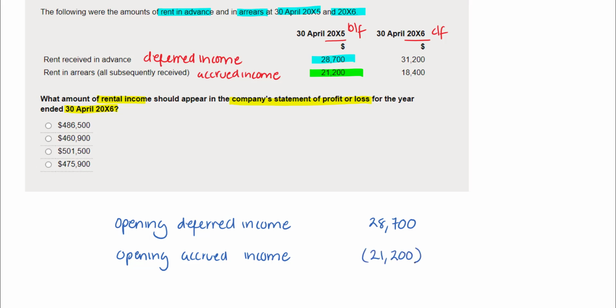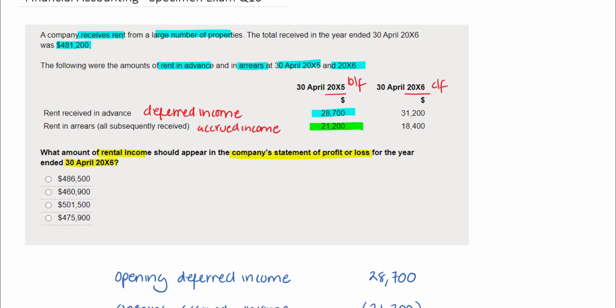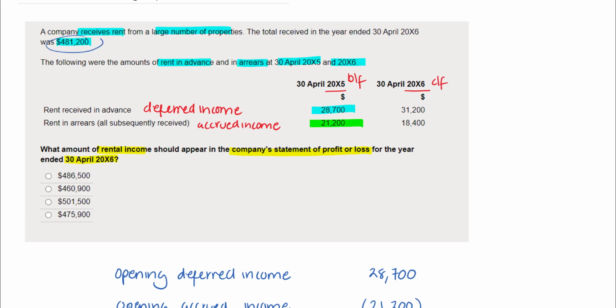Next, we're going to be adding the cash that has been received from the rental of the properties during the year. This is information that was given in the very first sentence of this question, the 481,200.